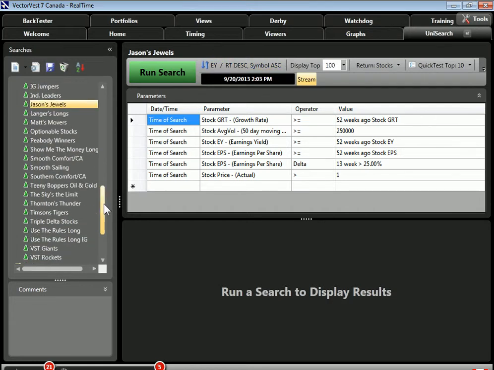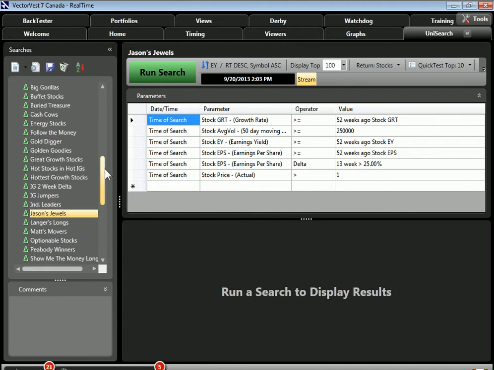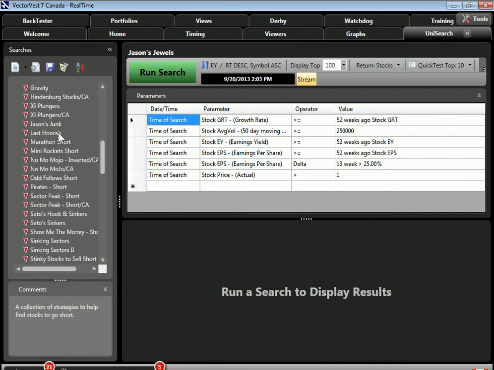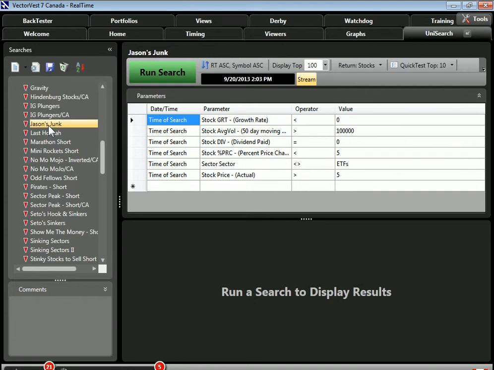For the shorting search, it will be located in the Searches, Short folder, and the title or name of that search is called Jason's Junk. And here he looked for essentially the opposite. He wanted to find stocks that were forecasted to lose money over the next year. We can see we have GRT less than 0. GRT is forecasted earnings growth rate. And he was also looking for stocks that didn't pay a dividend. Now he sorted this search by RT ascending, which brings to the top of the list the stocks that are in the strongest downtrends.